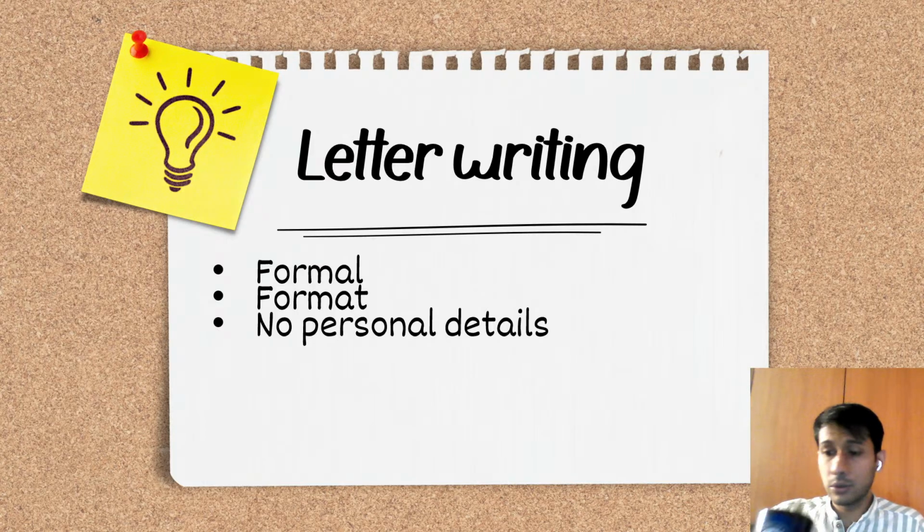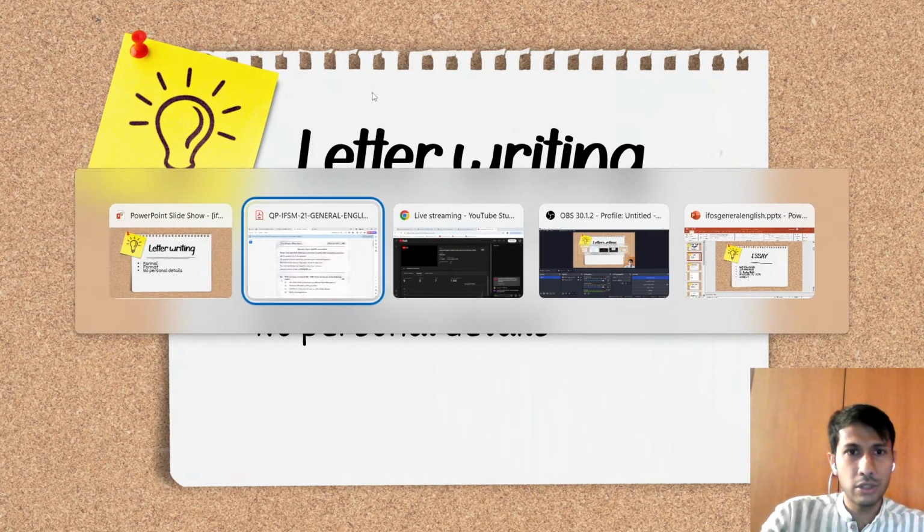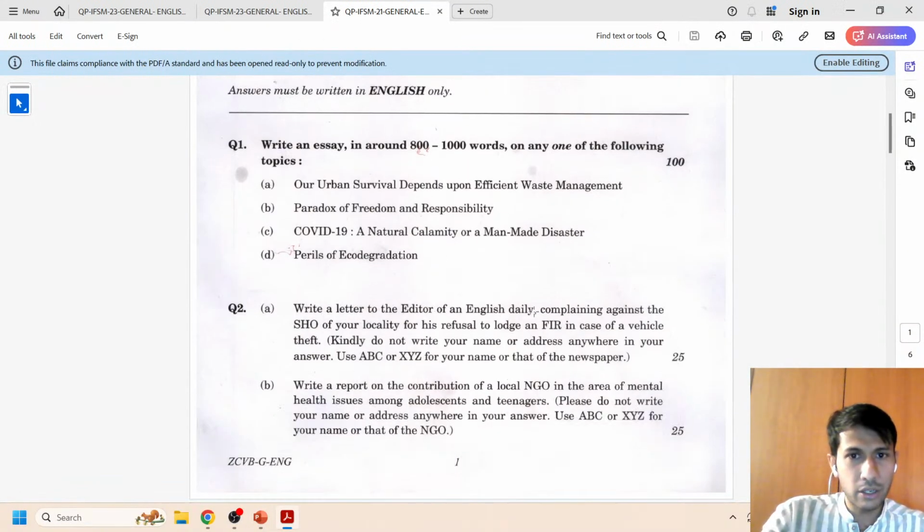Now, with respect to letter writing, three things matter the most. It's a formal letter that you have to write, because in all the past years they have asked for formal letters. I will tell you the format. You have to learn the format by heart, write the letter in the same format, and include no personal details. Now, if I show you a PYQ here: write a letter to the editor of an English daily complaining against the SHO of your locality for his refusal to lodge an FIR in case of a vehicle theft.